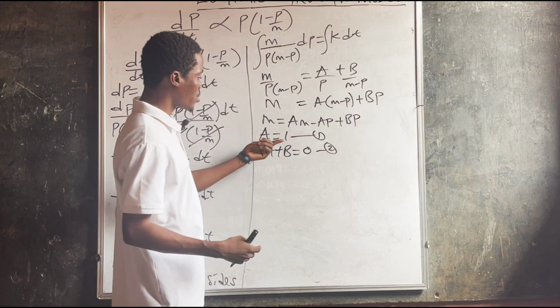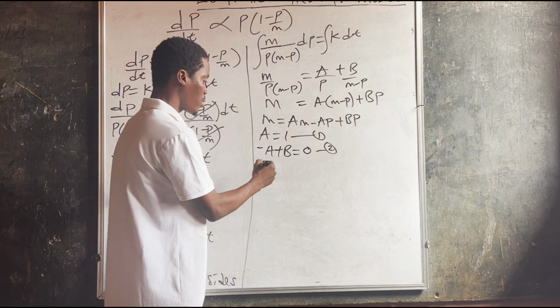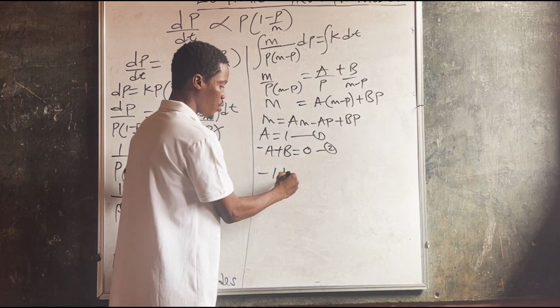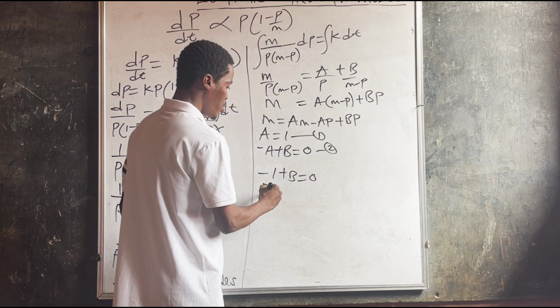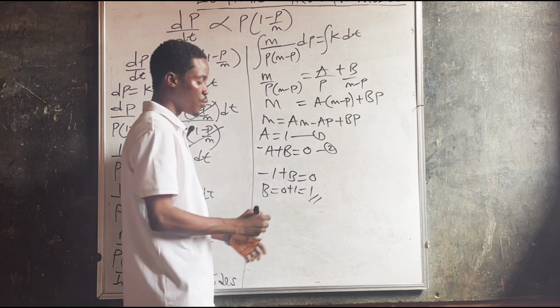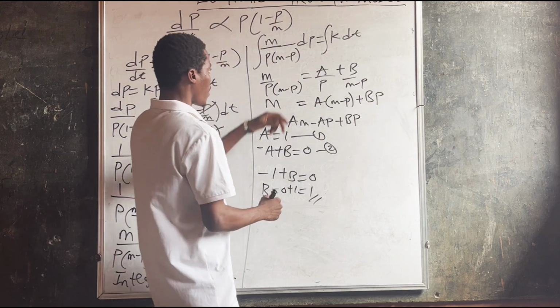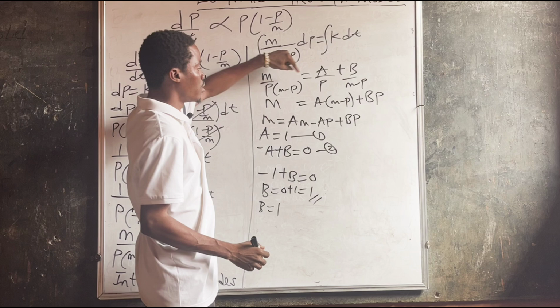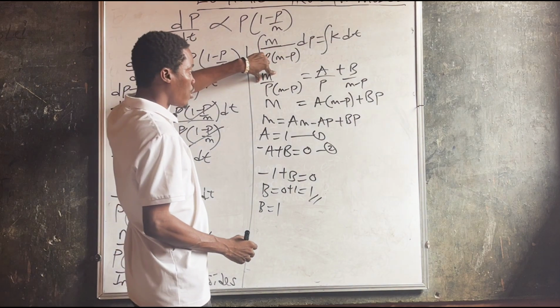I will just substitute whenever I see A in an equation. So I'm going to have −1 + B in equation 2 is equal to 0. So B is equal to 0 + 1. I'm going to obtain 1. So our B will be 1. Now I will go back to my original value that I have obtained.